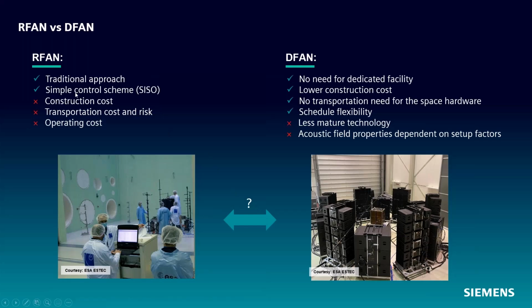RFAN, you have very simple control. It's a traditional approach, but it's expensive. There's risks and expenses in transportation, and the operating cost of RFAN is significant. With DFAN, you don't need a dedicated facility, much lower costs, no transportation for the space hardware. You have a lot of flexibility with the schedule because you're bringing this in. So if it slips, you can wait a little while. If you slip here, you might not have access to this chamber for a while until the next opening to run it.